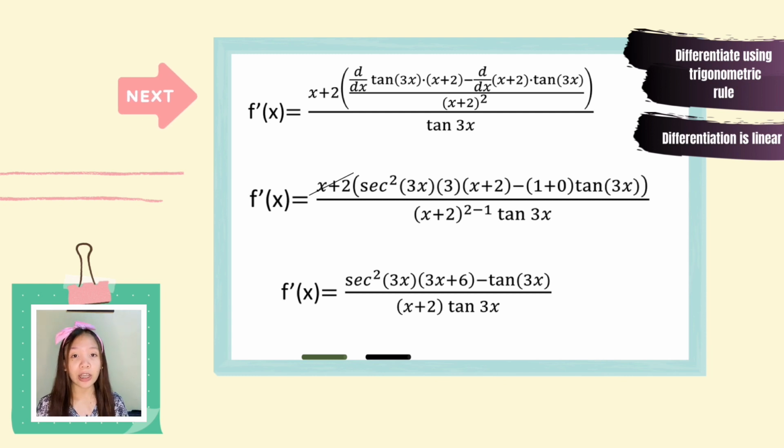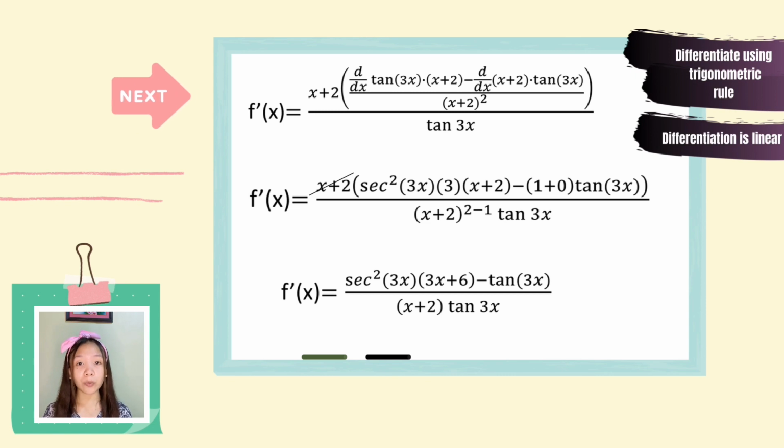Since the differentiation is linear for the derivative of x plus 2, the derivative for x is 1 and copy the sign, which is plus. The derivative of 2, since it is constant, its derivative is 0.